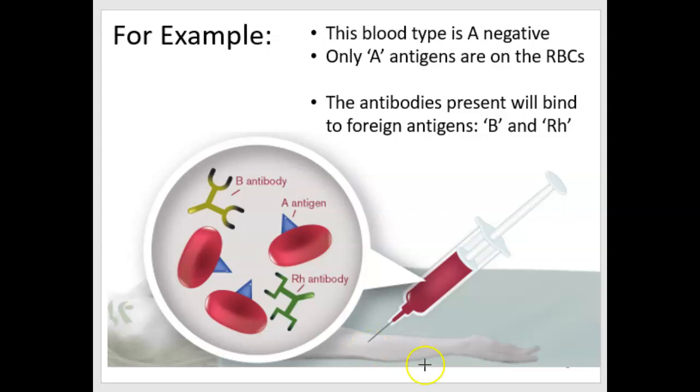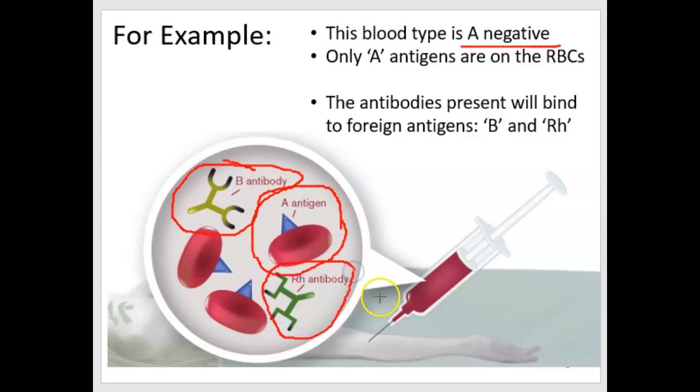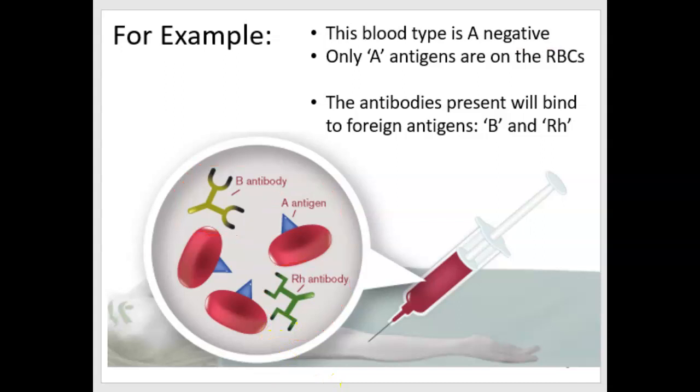So this person, we've collected their blood and determined that it's A negative. That means the only thing on the red blood cell is an A antigen. In their plasma, there are antibodies against B and antibodies against Rh. So no agglutination will occur in their blood vessels, which is good. You don't want agglutination in your own bloodstream.